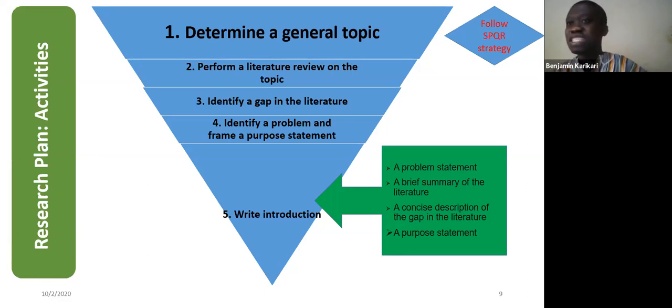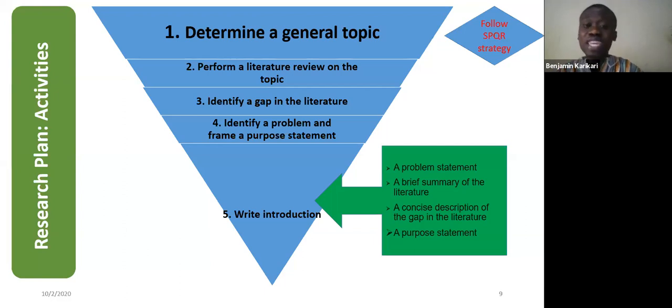SPQR. S means situation. Whilst you are reading, you should be able to understand the situation of the topic that you want to do. What are some of the things that people have done? What are some of the things that people are working on now? Because some people, if you go to ResearchGate, have something like preprint or project updates. You'll be able to know what other people are doing elsewhere. So it will also help you to develop a strategy for your work.